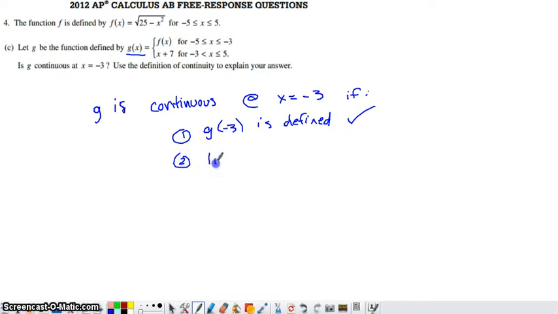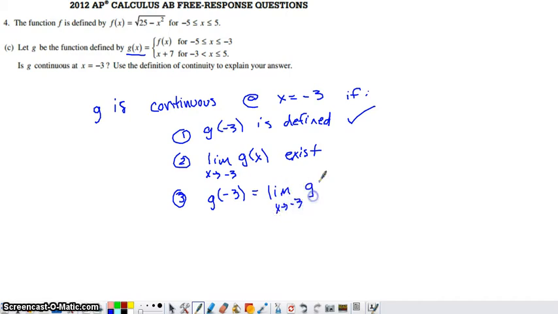The second condition is that the limit as x approaches -3 on the graph of g is going to exist. So does this exist? Well, this is going to be a little bit tricky here, because we have a split in how g is defined as we cross the value of -3. From the smaller side of -3, g is defined to be f of x. On the bigger side of -3, g is defined to be this line. So this is something that we're going to have to do some work to check. And then if that gets a check mark beside it, we're going to have to determine if g of -3 equals the limit as we approach -3 on the graph of g.